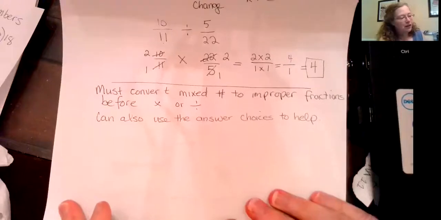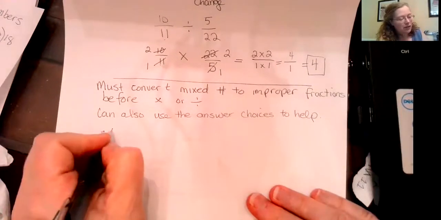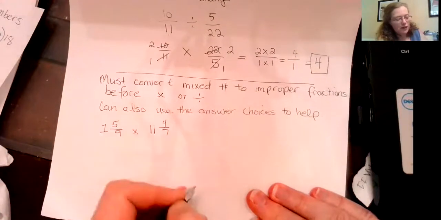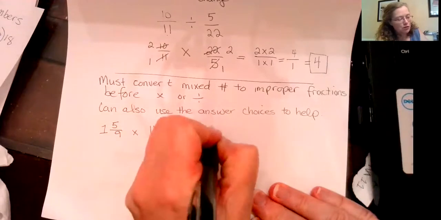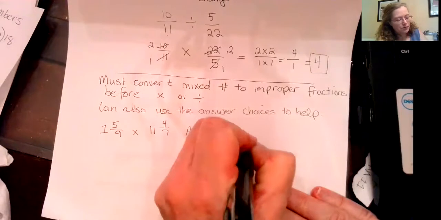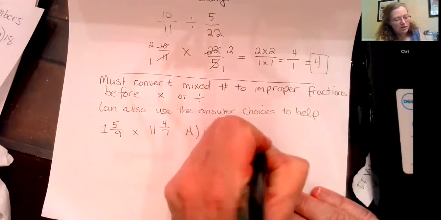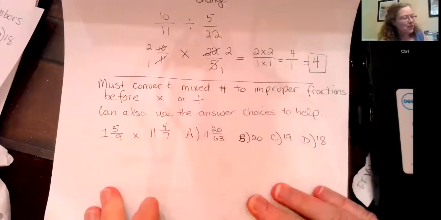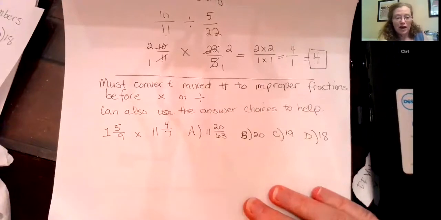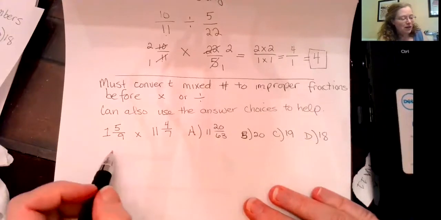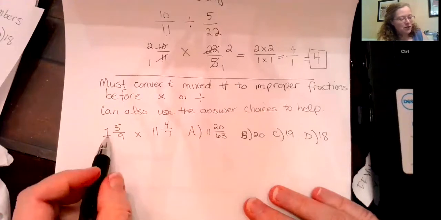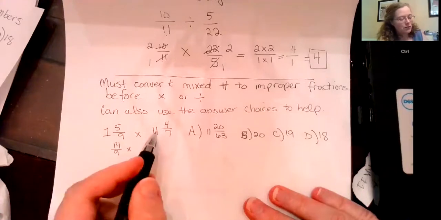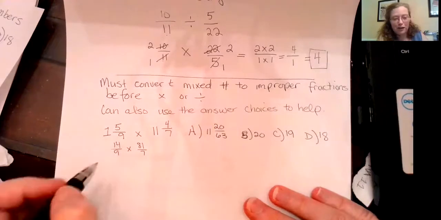What if I had 1 and 5/9 times 11 and 4/7? And let's say these are our answer choices. This is actually one of the problems from the pages I give you in the math section. Again, I could convert this into, what would that be? 9 plus 5, 14/9 times 77 and 4, that's 81/7. Oh, and this will actually simplify quite nicely.